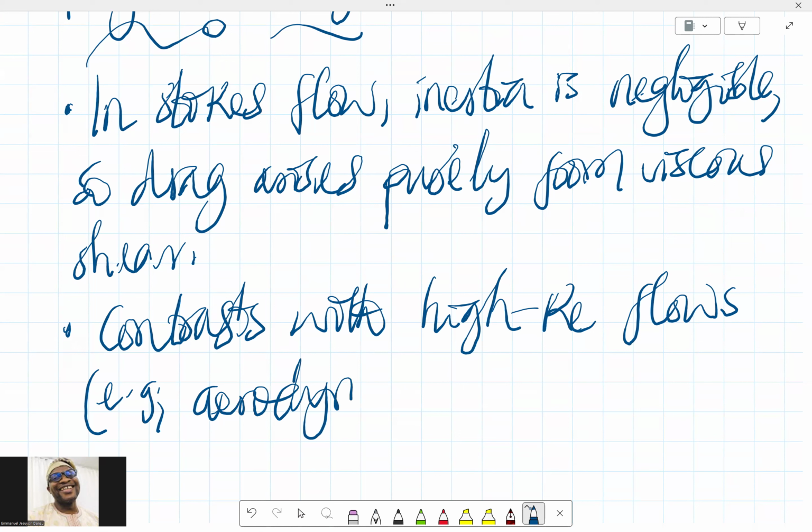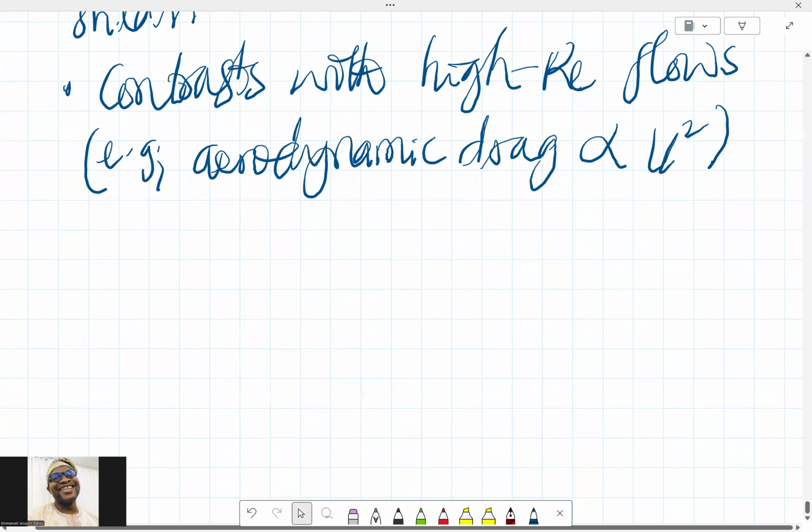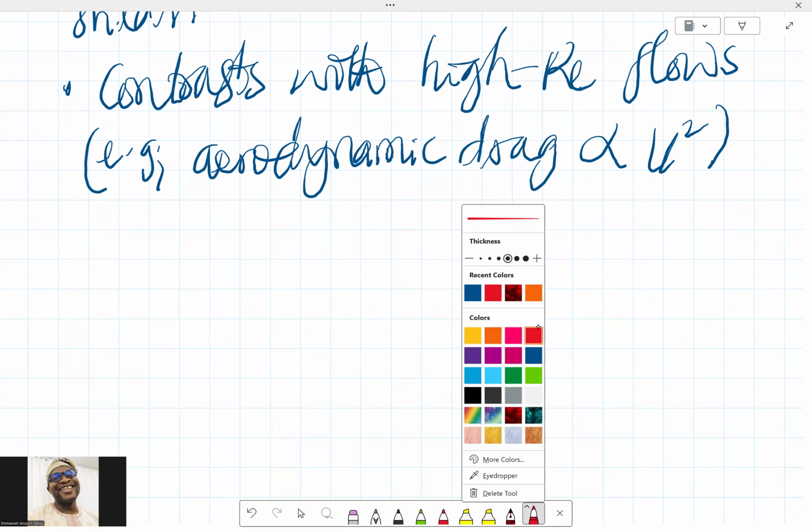Aerodynamic drag is directly proportional to the square of the velocity. So that's its contrast with that. Okay, though I know it's a lot, but I just want to do a thorough job.